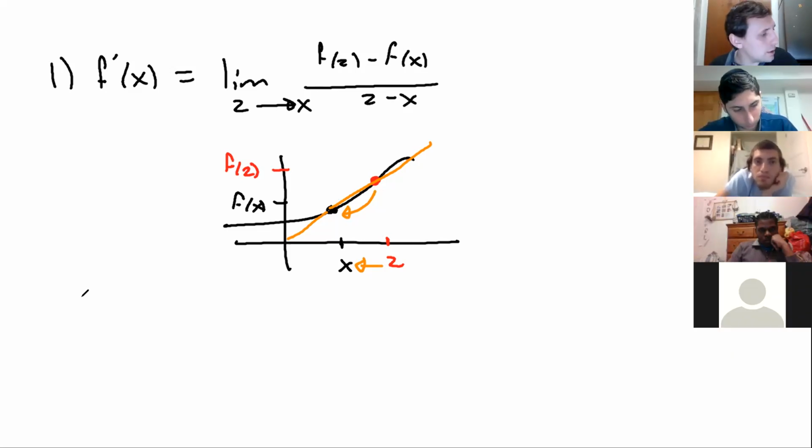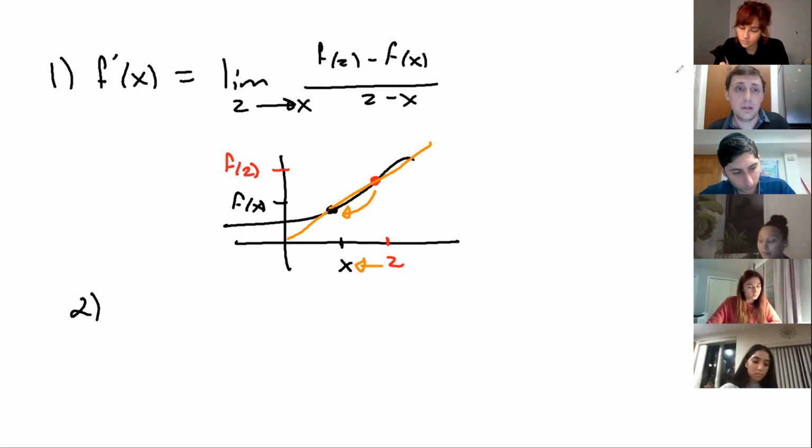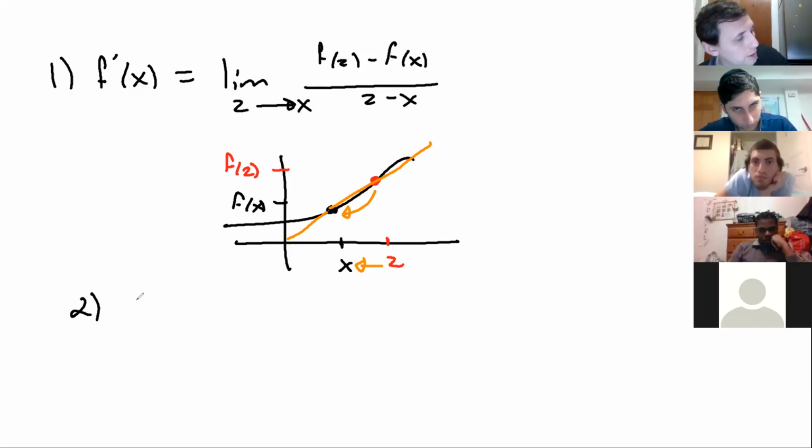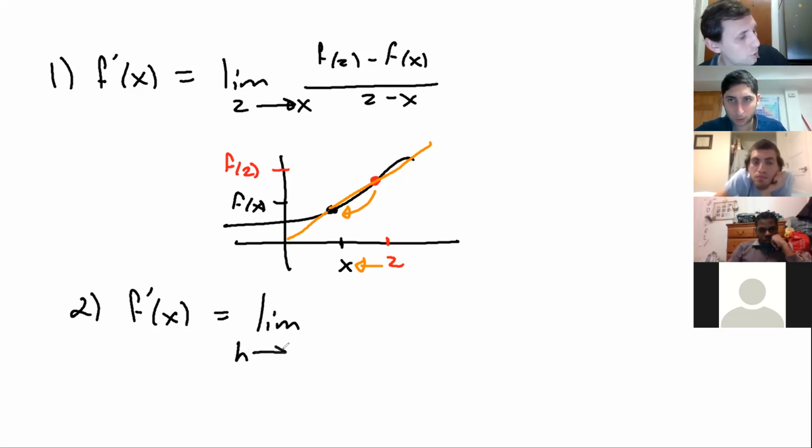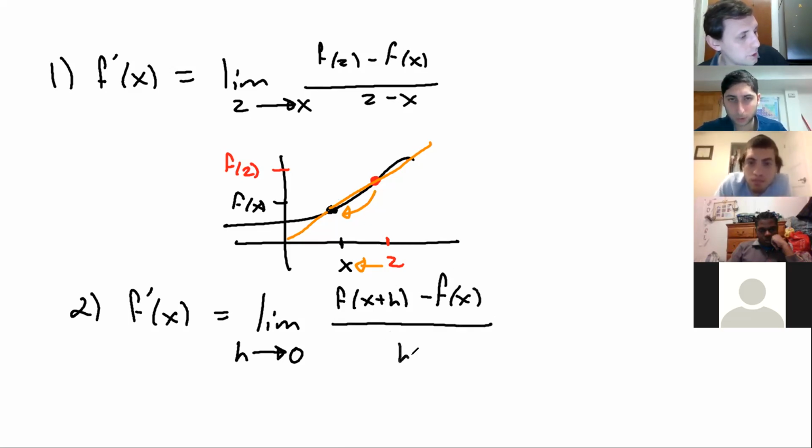Now, here is the second way of communicating the same idea. There are many other ways, possibly. I'm not saying those are the only ways. The other popular way is to say f prime of x is equal to the limit where h goes to 0 of f of x plus h minus f of x, divided by h. Good? So what are we communicating in this situation?